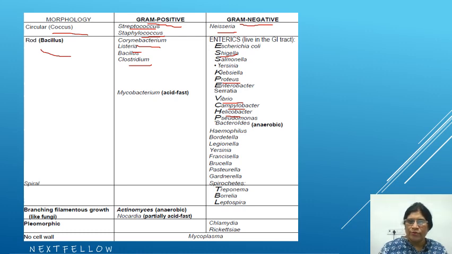So you should know which organism is gram-positive and which is gram-negative. That will help you in certain diagnoses. As we go subsequently, you will understand it.